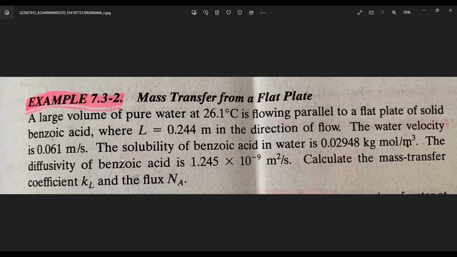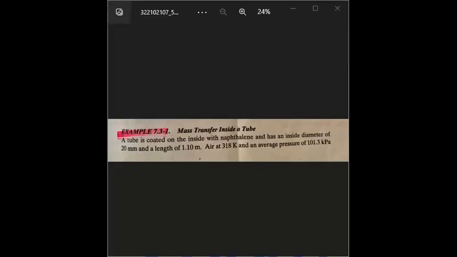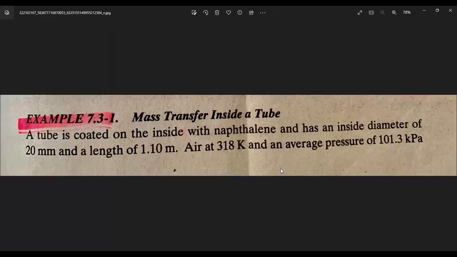I may have modified some of the given here. You will see it later in the solution. The second one is attached because it's written at the lower part of the textbook. So the continuation is in the other one. So this one is mass transfer inside the tube. So your geometry here is not a flat surface, but a tube.